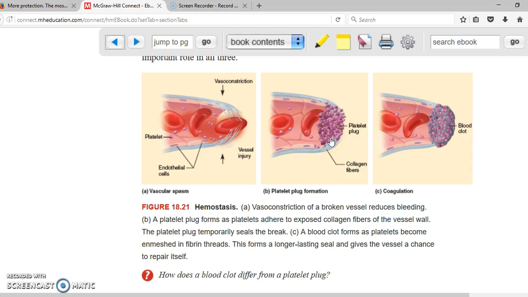The platelet plug is not very strong. It's like we have a wall of bricks. If you have a wall of bricks only and you lean against it, the wall of bricks may fall. So then how do you avoid this wall of bricks falling? Then you're going to use cement.